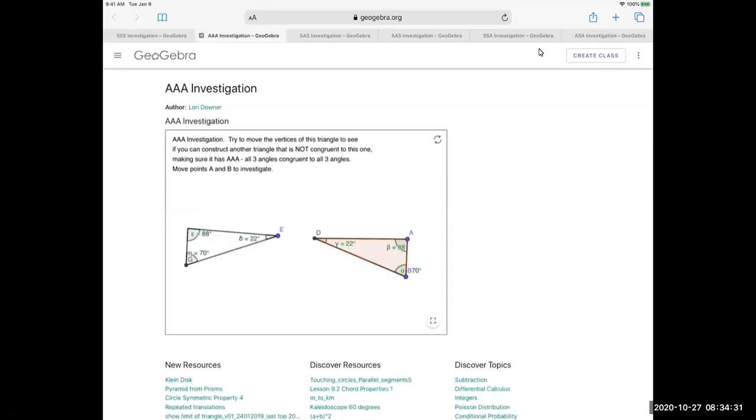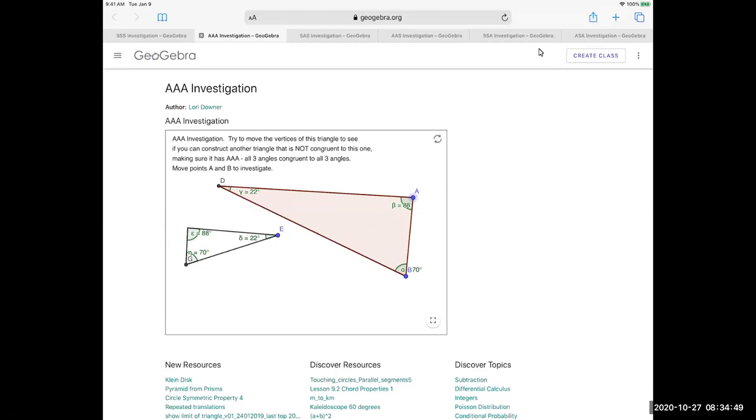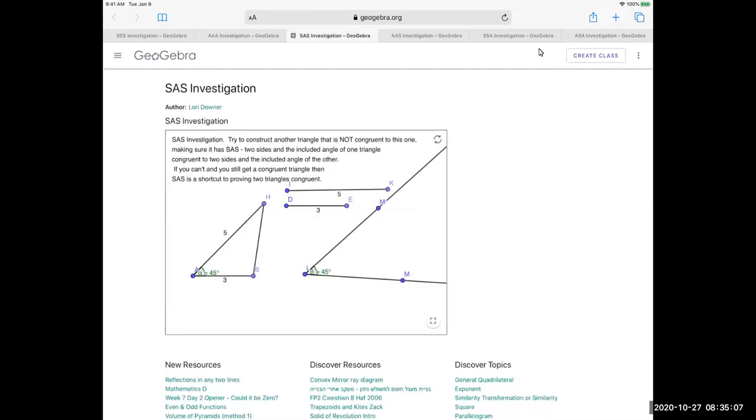Okay. What about AAA? Who says yes, it's a shortcut? If I can get another triangle that has the same angles as the first, but it's not the same size, look, those have the same angles, but those are definitely not congruent triangles. Do you agree? AAA does not work. And we all agree on that? So we got one that works, side, side, side. One that does not work, AAA. What about side, angle, side? Now this was kind of hard to build.